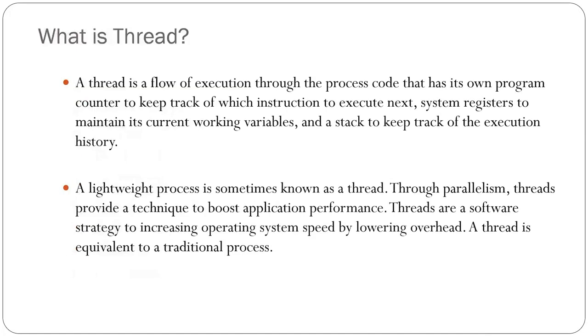So, first we can check what a thread is. A thread is a flow of execution through process code that has its own program counter to keep track of which instruction to execute next. In simple words, a thread shares with its peer threads some information like code segment, data segment, and open files. When one thread alters a code segment or memory item, other threads see that. In other words, a thread is also called a lightweight process.